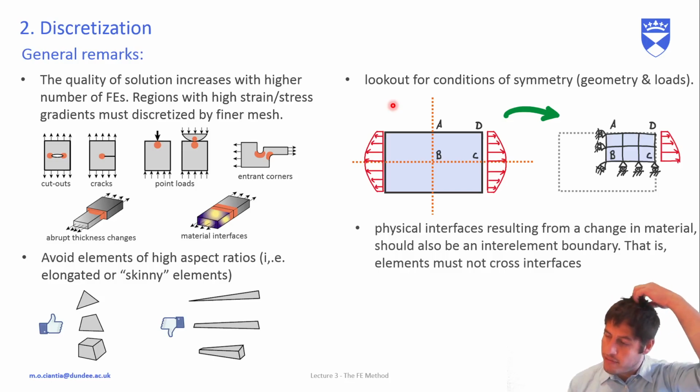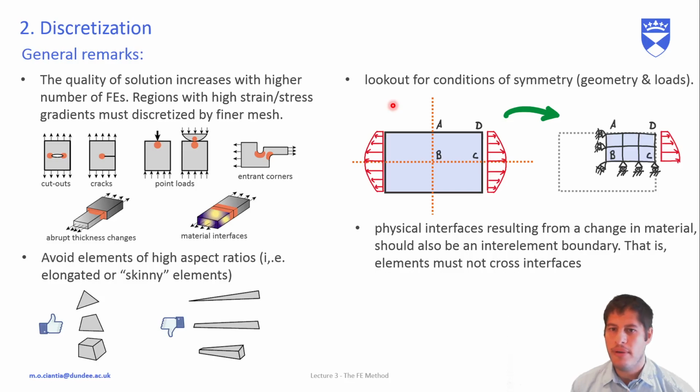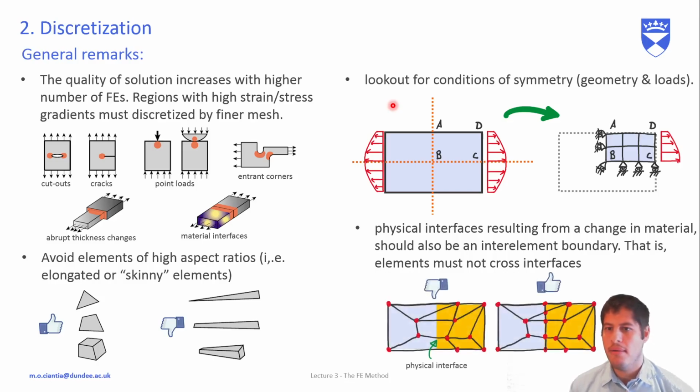Finally, physical interfaces resulting, for example, in a change in material should be considered as an inter-element boundary. That is, we must not have elements crossing two different materials, but we should introduce an inter-element boundary here and therefore discretize this appropriately. I mean, here this is a schematic diagram. I have 4-sided elements, 3-sided elements. This is possible. It's just to show you that we need to discretize this physical interface.